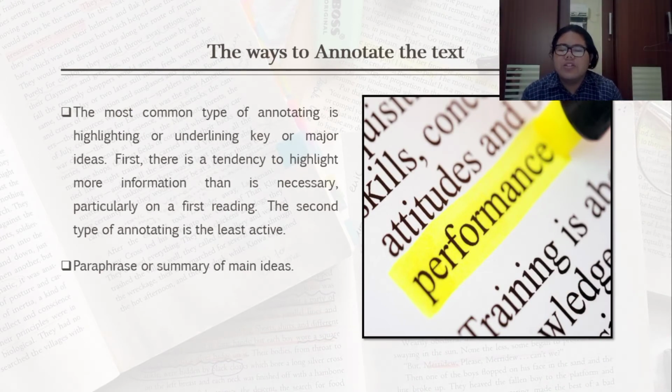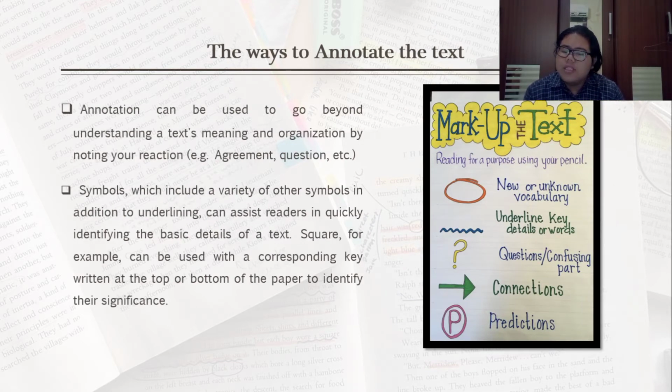And now we're going to talk about the ways to annotate the text. The most common type of annotating is highlighting or underlining key or major ideas. First, there is a tendency to highlight more information than is necessary, particularly on a first reading. The second type of annotating is the least active. It is paraphrase or summary of main ideas. Annotation can be used to go beyond understanding a text's meaning and organization by noting your reactions, for example agreement or question. Symbols, which include a variety of other symbols in addition to underlining, can assist readers in quickly identifying the basic details of a text. A square, for example, can be used with a corresponding key written at the top or bottom of the paper to identify their significance.